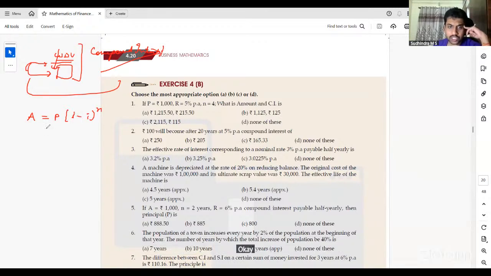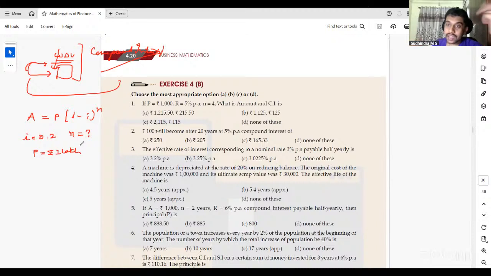Okay, so in this discussion, what is the rate of interest? The rate of depreciation rather? 20%, 0.2. And we have to find out n here. What is the original value? Principal is 1 lakh. What is that 30,000? Scrap value. What is 30,000 in this discussion?